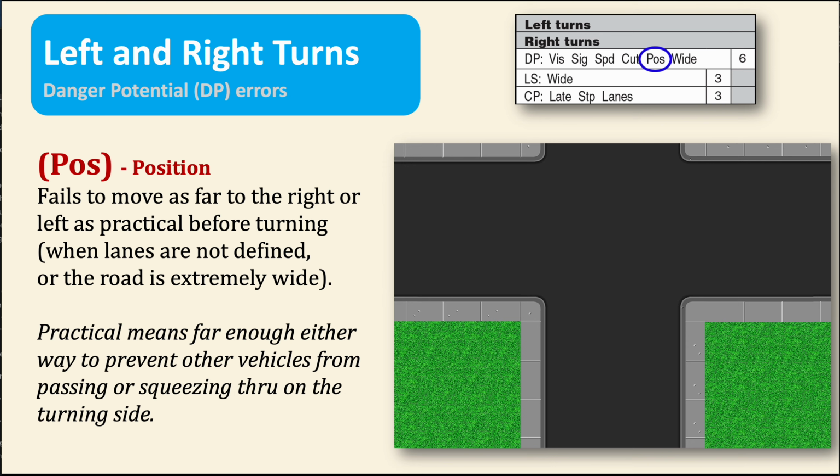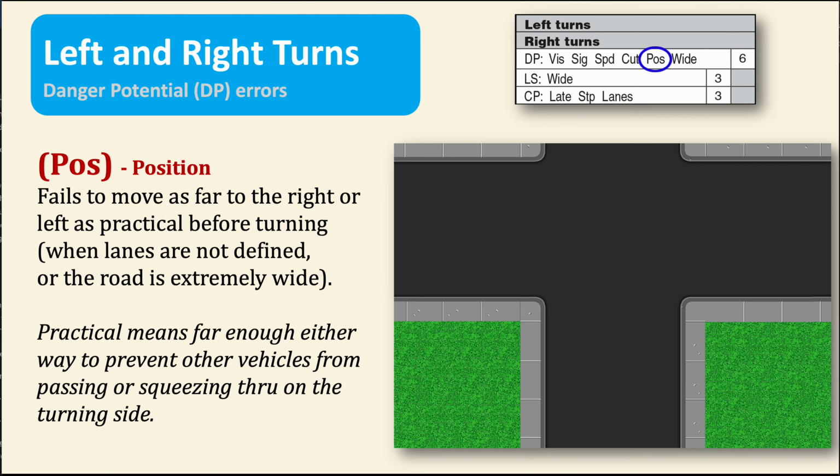Position. So when the applicant fails to move as far to the right or left as practical before turning, this is when the lanes are not defined, and you'll see this a lot when the road is extremely wide. So practical really means you're trying to prevent other vehicles from passing or squeezing through on the turning side. So for example, on a right turn, if you've left enough room for another car to pass you on the right, you're out of position. On the left side, if you're starting way out in the extreme right portion, there was enough room for a car on the left to squeeze by, you're out of position. You'll want to score this one.